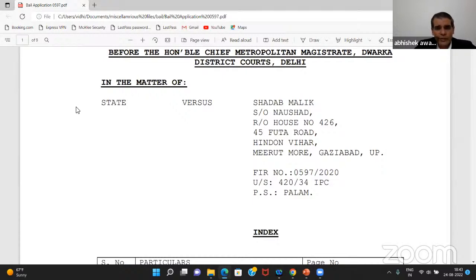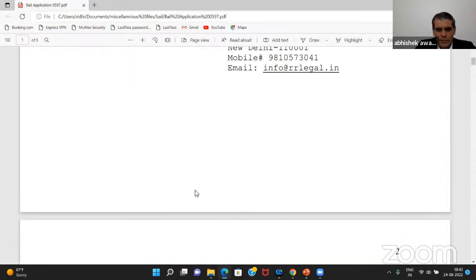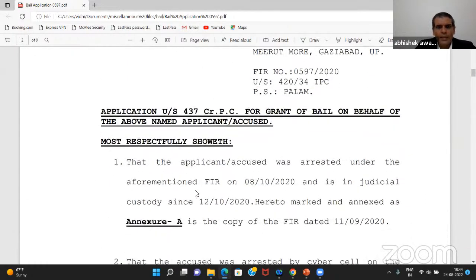And if you don't know the difference, the definition of a cognizable case is one in which the FIR has to be registered, and police can investigate thereafter and arrest a person without a warrant. State versus Shadab Malik. Then comes the FIR, as you know, section 420, along with joint liability 34 IPC. Police station Palam. You have to mention these 3 things. It must. Then comes the application under section 437 CRPC for grant of bail.